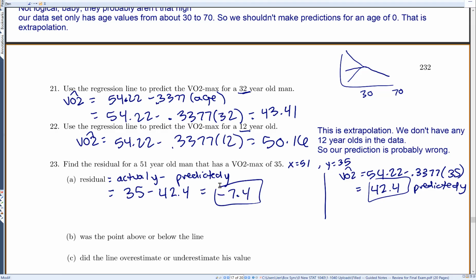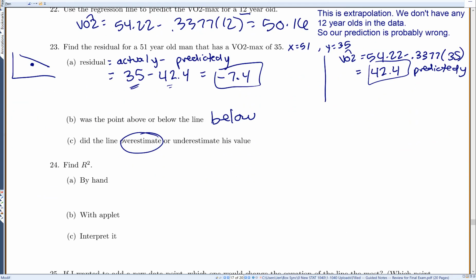Now, because my residual was negative, was my point above or below the line? It was below. You can also just look, my actual y was less than my predicted y. So the line is always your prediction. So here's my line, and there was my point. It was below it. So did the line overestimate or underestimate? My predicted value was higher than it should have been, so I was overestimating. And it's okay. Some points are overestimated, some are underestimated. We just want it to all kind of balance out.